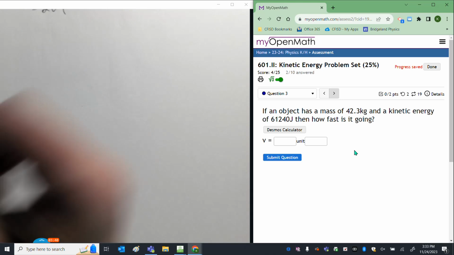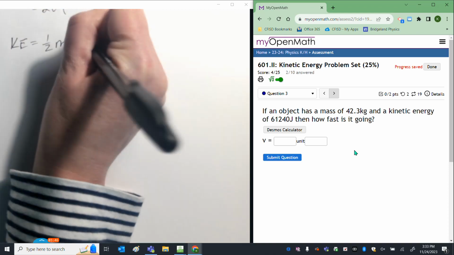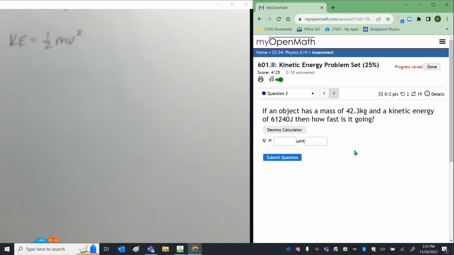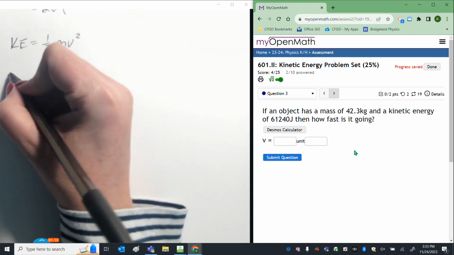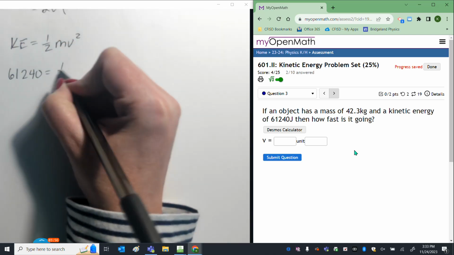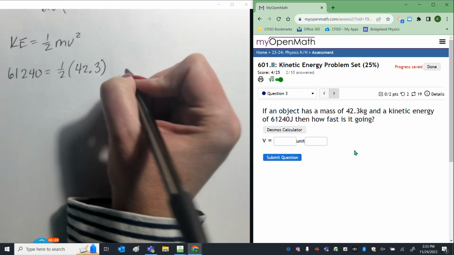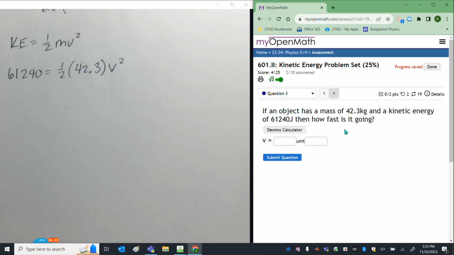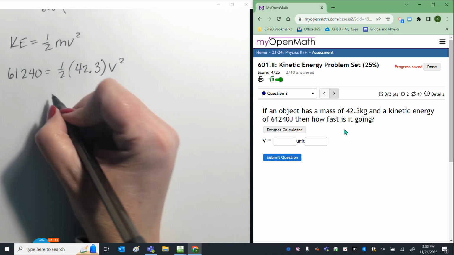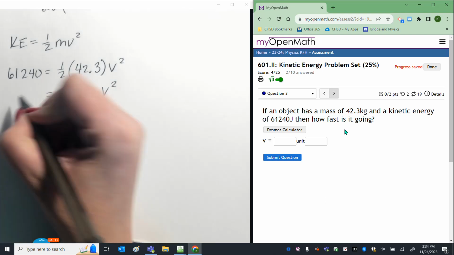It's still the same equation, KE equals 1/2 mv squared, but this time we're going to have to substitute in and rearrange a little bit. The kinetic energy in this question is 61,240. We're going to set that equal to 1/2 times the mass, 42.3, times v squared. And so we just need to isolate v squared, but let's go ahead and get half of 42.3 first. And that's going to give us this, 21.15 v squared, and it's still equal to 61,240.